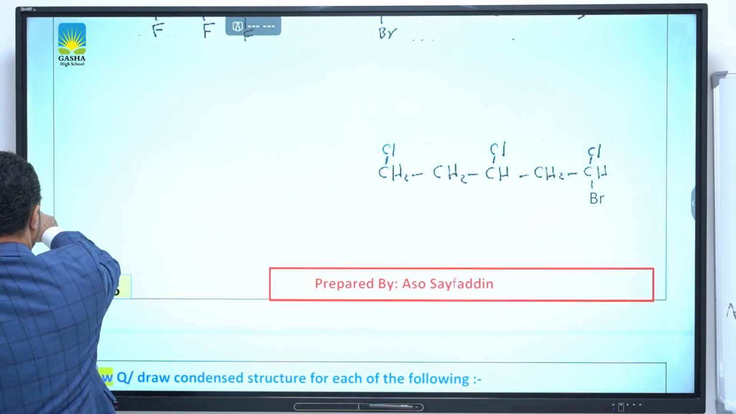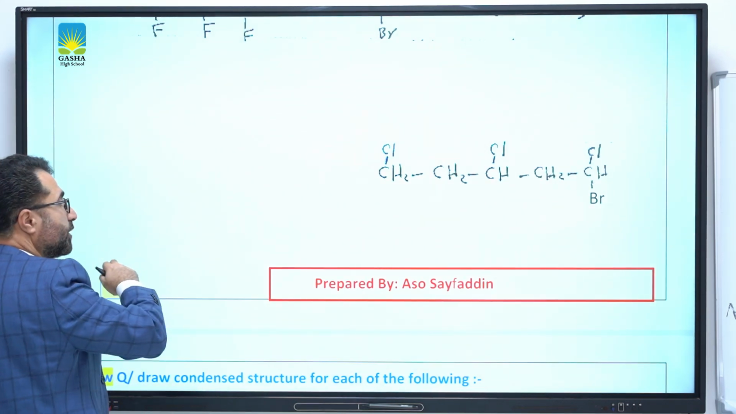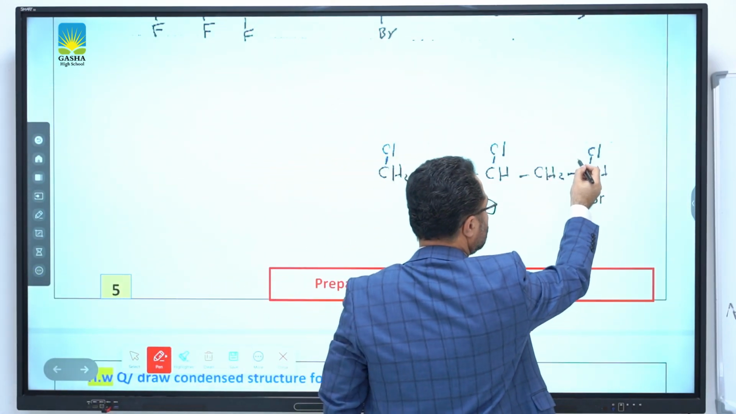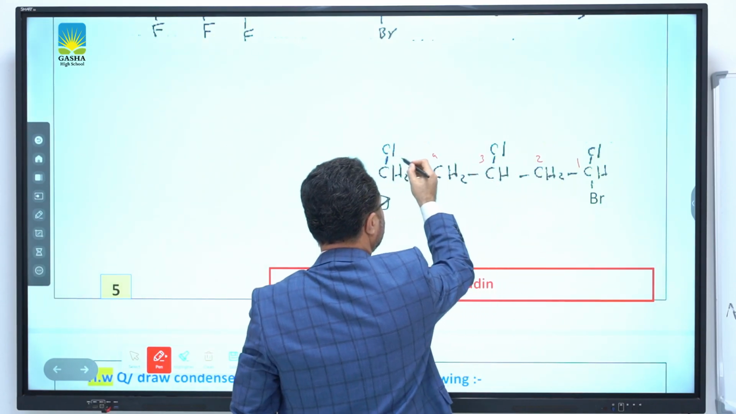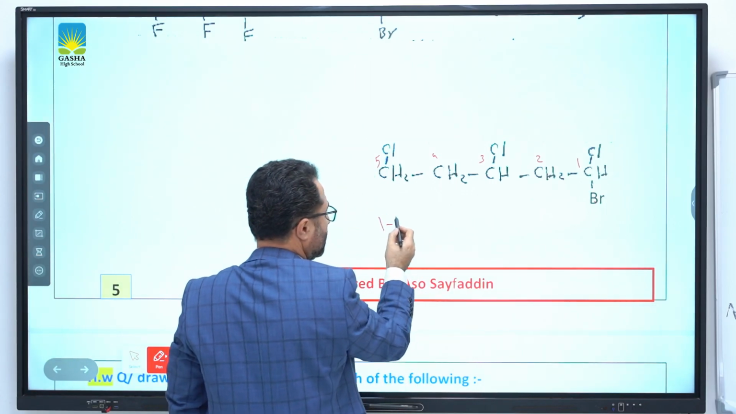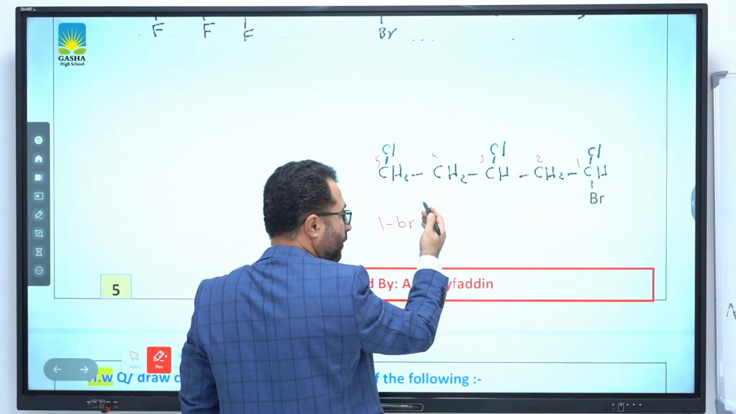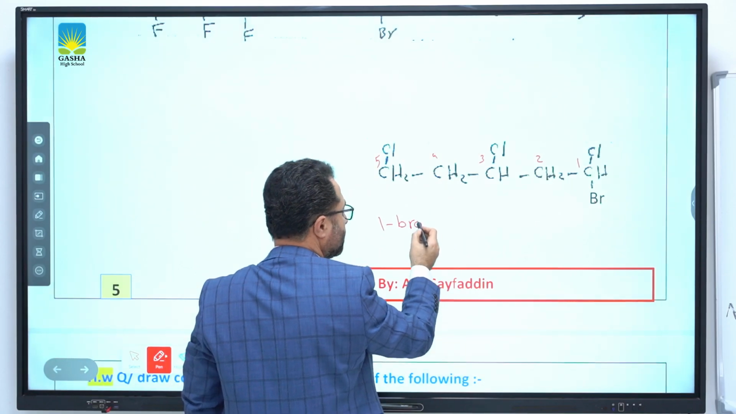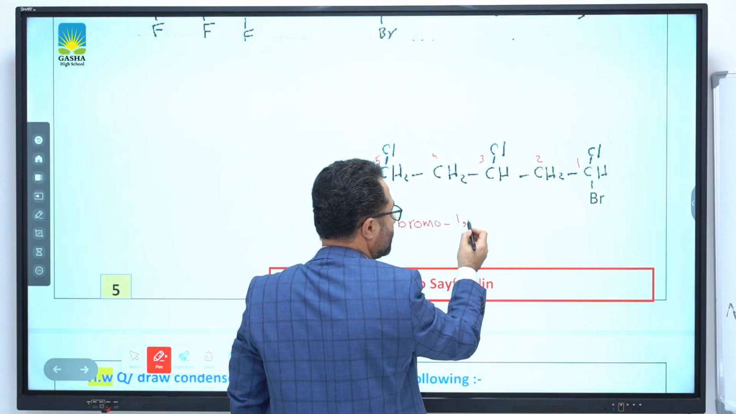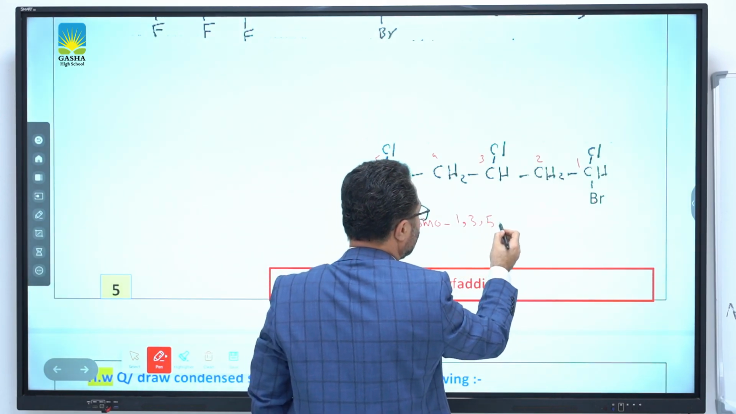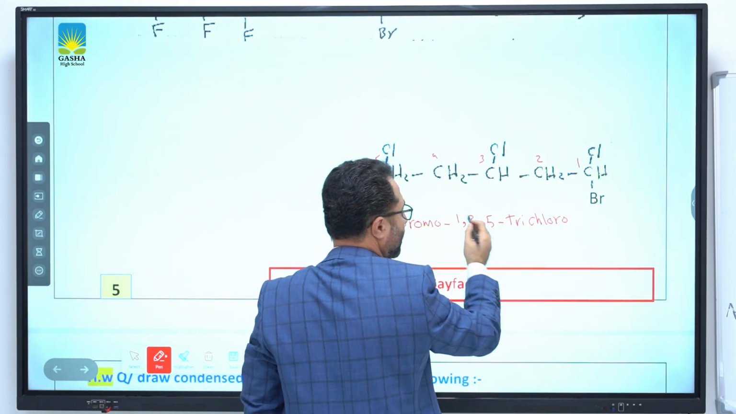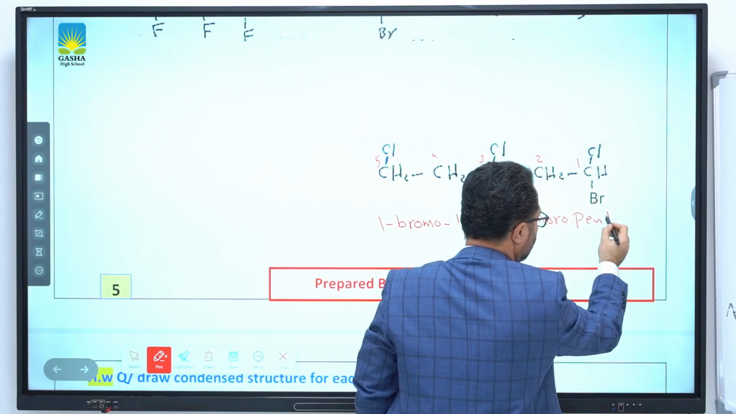Here we have 2 different halogens. Number from the side that gives the halogens the lowest numbers possible, that is, from the right side: 1, 2, 3, 4, and 5. So it's 1-bromo. Bromo comes before chloro, so you write bromo first, and then chloro at 1, 3, and 5, trichloro, and 5 carbons is pentane.